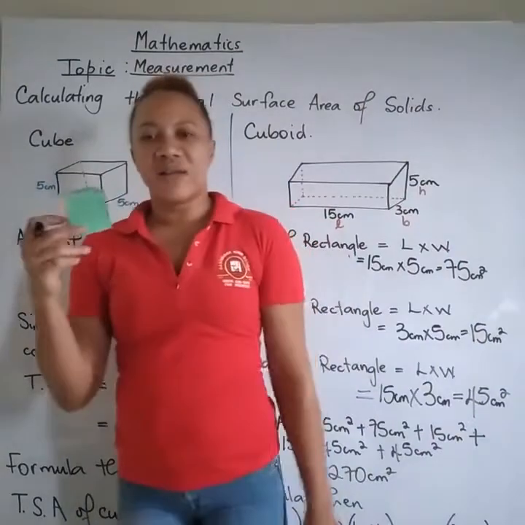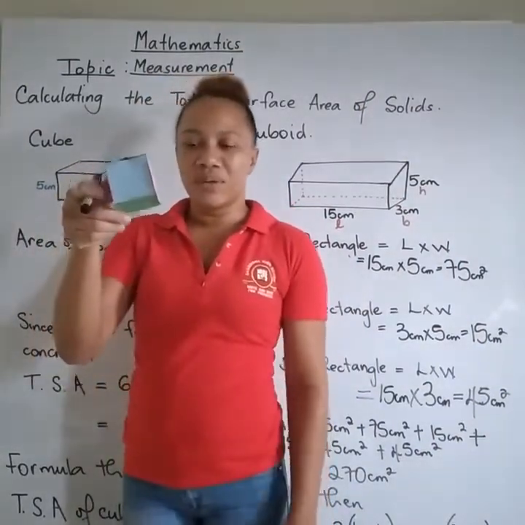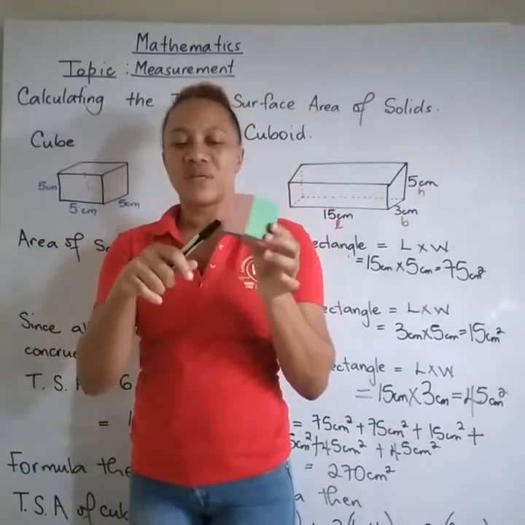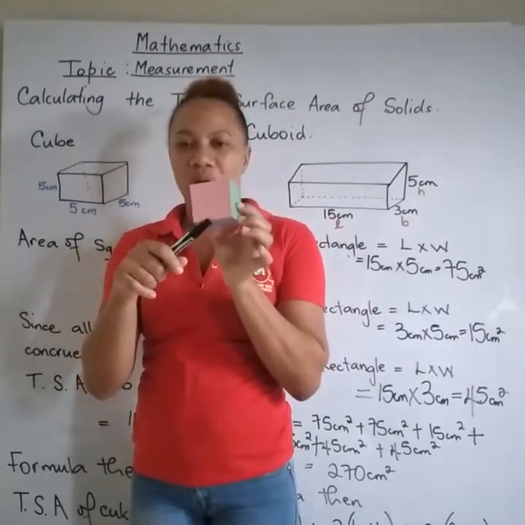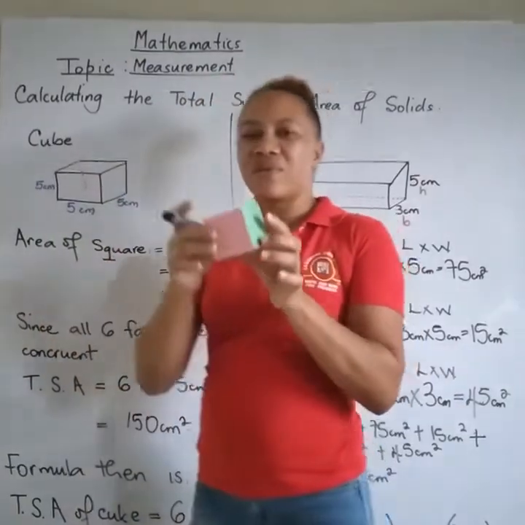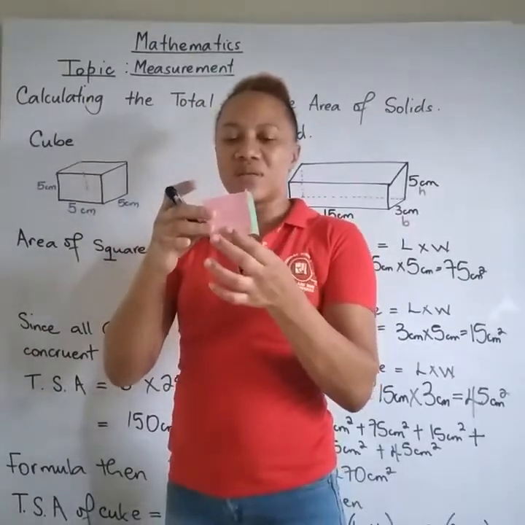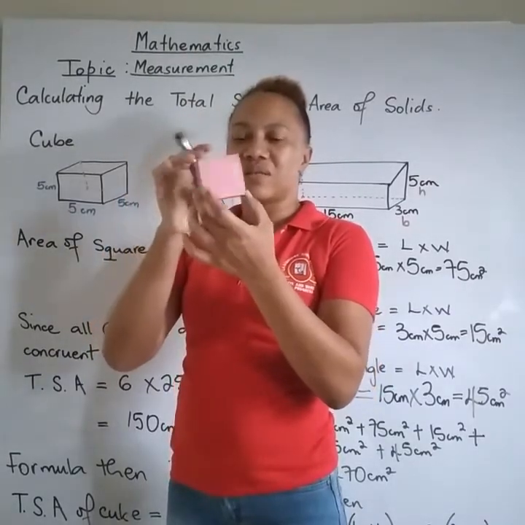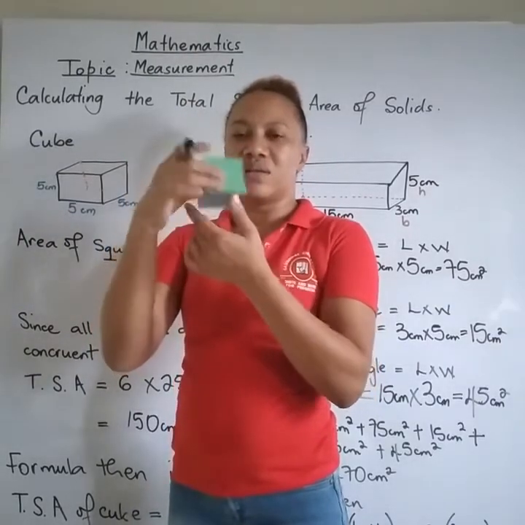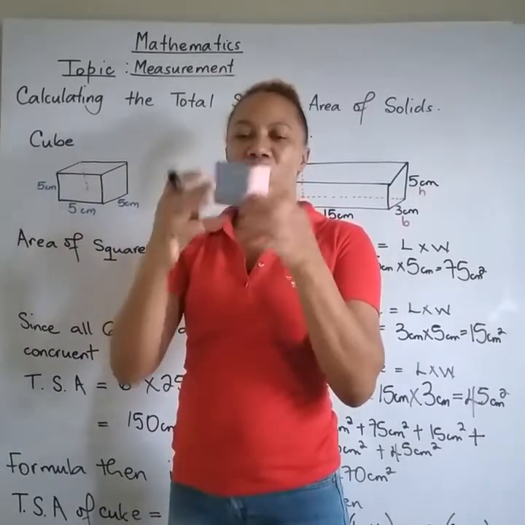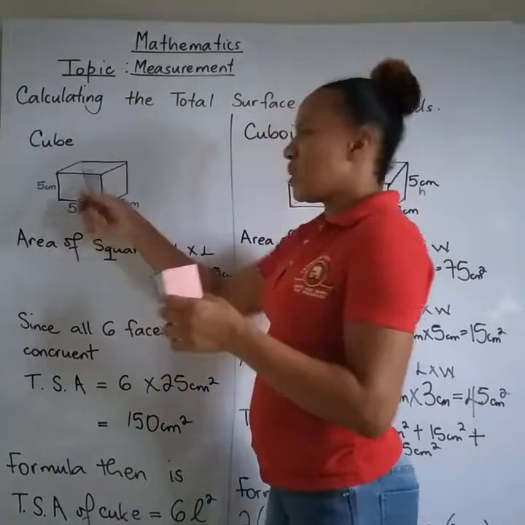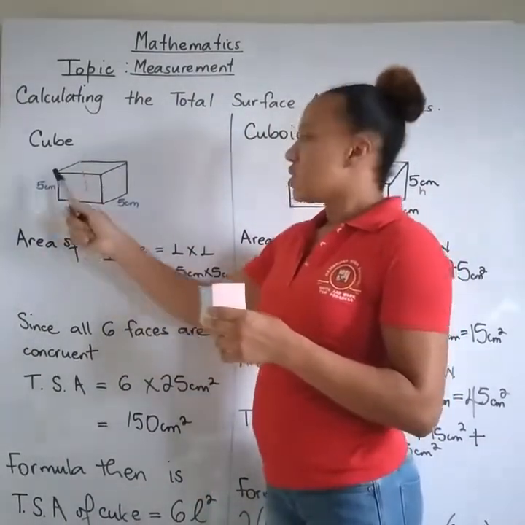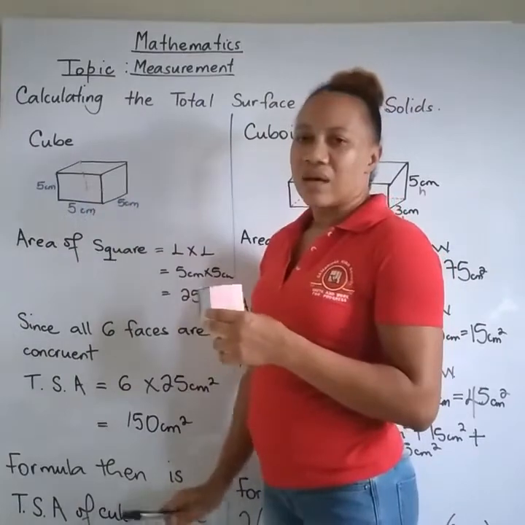So in my hand right here, I have an example of a cube. If you look at the faces, you would notice that each one of the faces is in the shape of a square. I have congruent faces on either side. So this pink one is the same as this one, this green one is the same as this, and this blue one is the same as this. From the diagram, you can also see that all my measurements are the same. So it means that this shape right here is a square.